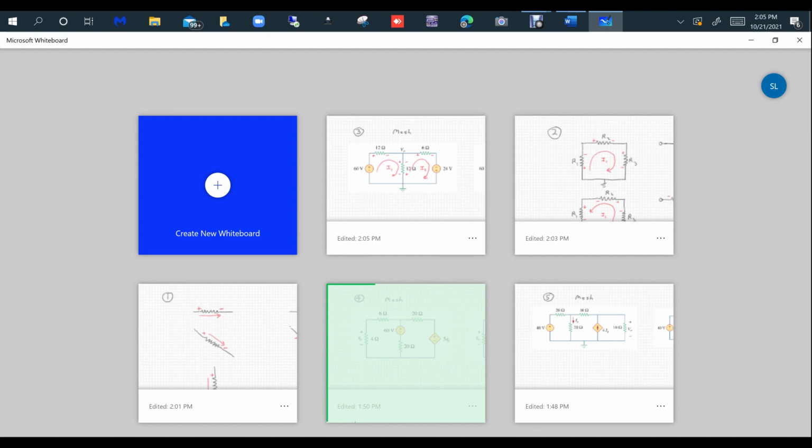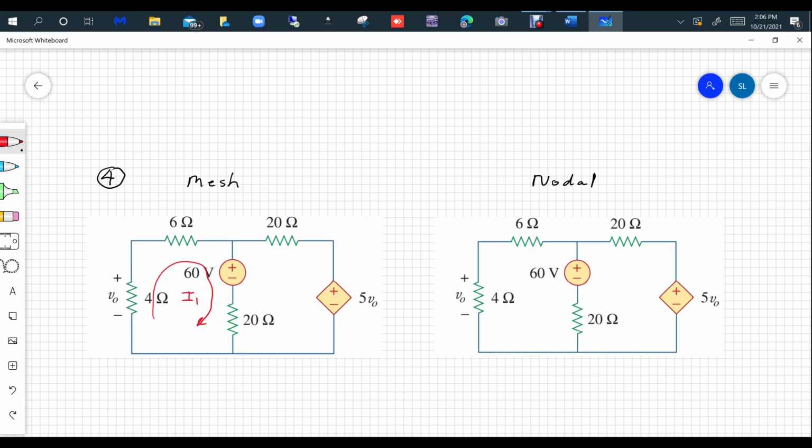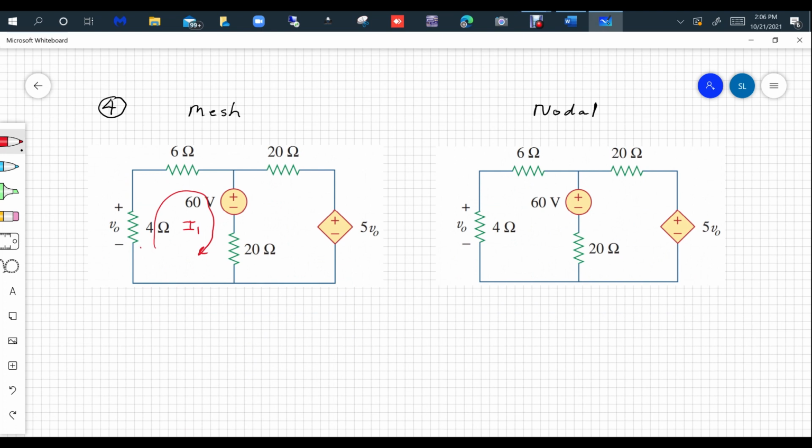I'm just going to throw in a dependent source here on this problem. And what I'm going to do is I'm going to write a mesh for the problem on the left side. So I'm going to go around this here, and I'm going to call that I1. As soon as I do that, what I'm going to do is put a plus down here and put a minus up there. Notice that's opposite what the author has for polarity. So just keep that in mind when you get to your final answer.